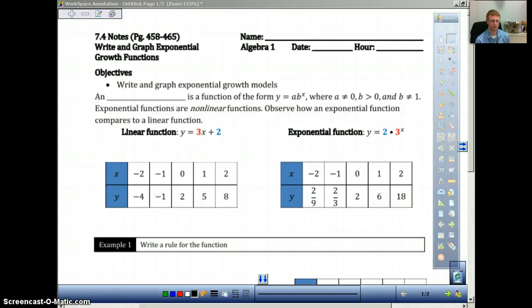Okay, so this is 7.4, which is writing and graphing exponential growth functions. 7.5 will be about writing and graphing exponential decay functions. So let's first determine what exponential means.